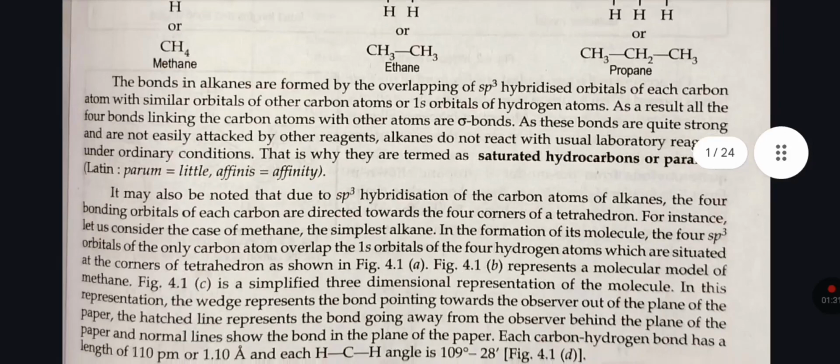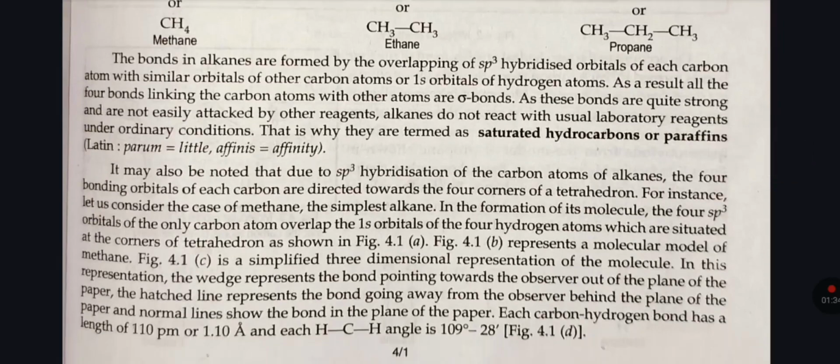The bonds in alkanes are formed by the overlapping of sp3 hybridized orbitals of each carbon atom with similar orbitals of other carbon atoms or the 1s orbital of hydrogen atom. As a result, all the four bonds linking the carbon atom with other atoms are sigma bonds. As these bonds are quite strong and are not easily attacked by other reagents, alkanes do not react with the usual laboratory reagents under ordinary conditions. That is why they are termed as saturated hydrocarbons or paraffins. Latin word parum means little, affinis means affinity.